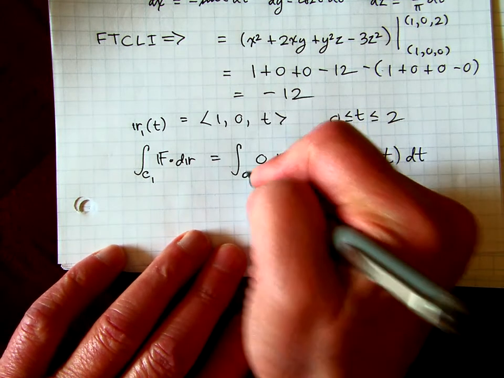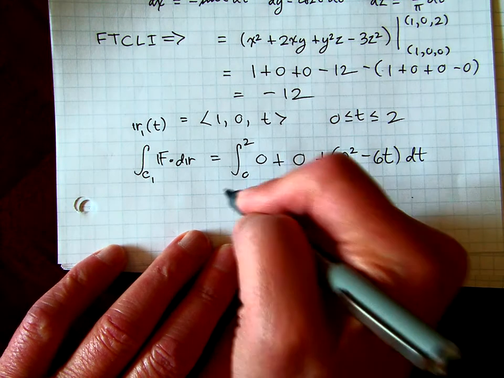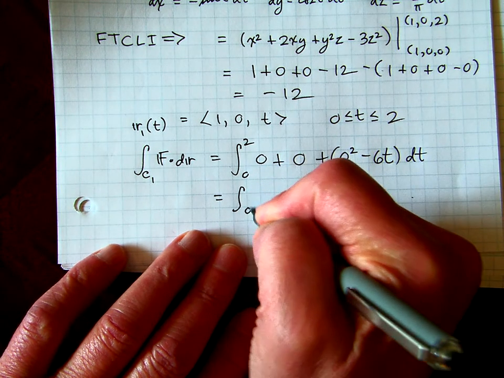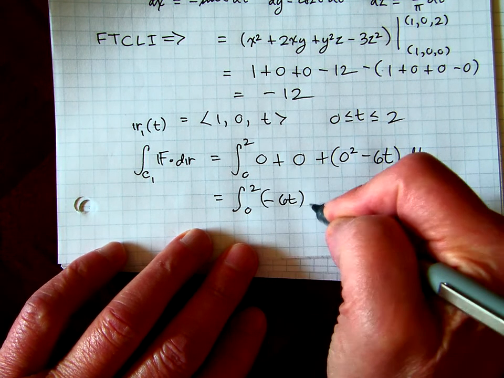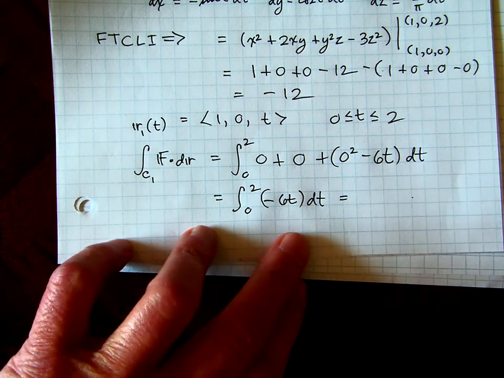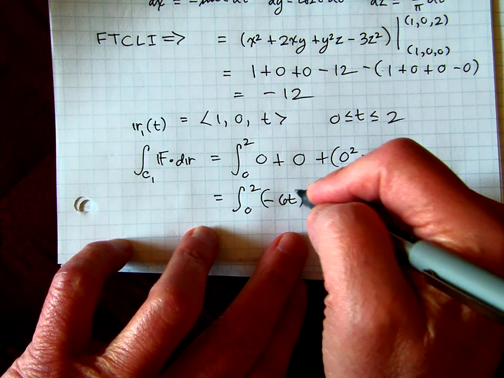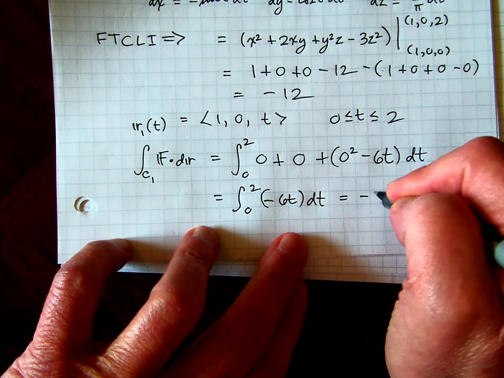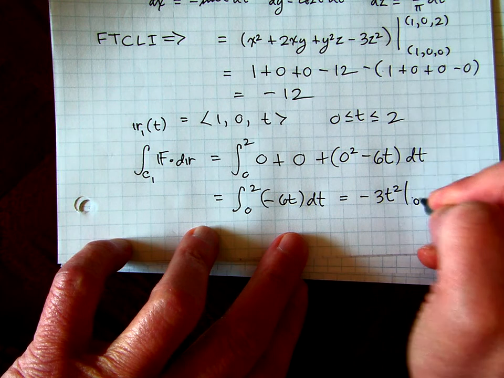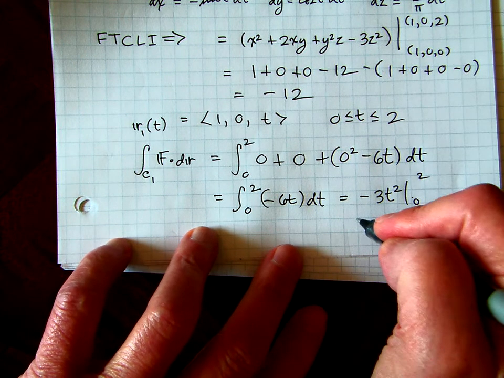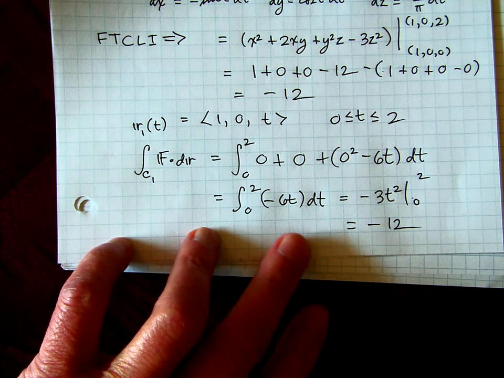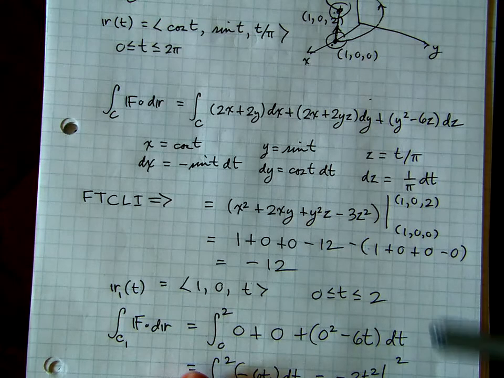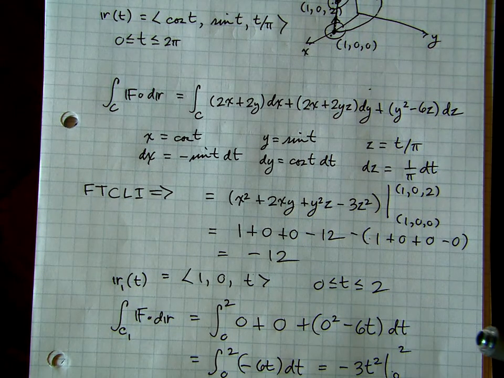Zero to 2. I am computing the integral from 0 to 2 of minus 6t dt. Okay, what happens? T squared over 2, I get minus 3 t squared from 0 to 2. Evaluate that. Minus 12, which is exactly the result we got from using the fundamental theorem of calculus for line integrals. That's fairly interesting information.